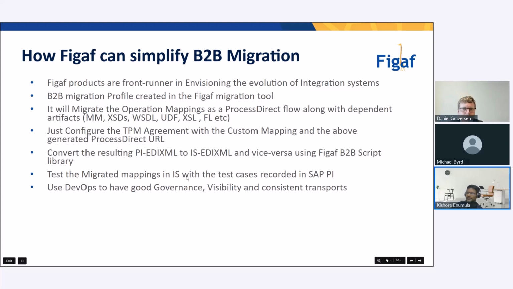And then, as I mentioned, the repackaging of the EDI XML is also happening. So we have a B2B script library from Figaf that will help you to do these conversions. And then once this is done, the testing tool will be handy. I'll show you how that will help, because here, as I mentioned, the standard iFlows are executed in a sequence that will help you to make the complete processing happen. So that is also something where Figaf greatly helped the developers to do the testing.